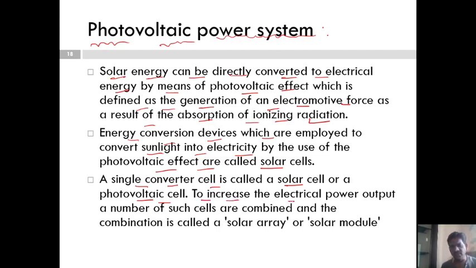To increase the electrical power output, a number of such cells are combined, and the combination is called a solar array or solar module. If you want more electricity, to increase the electrical power output, then we have to combine more than one cell and connect them in series or in parallel. Then it is called a solar array or solar modules.